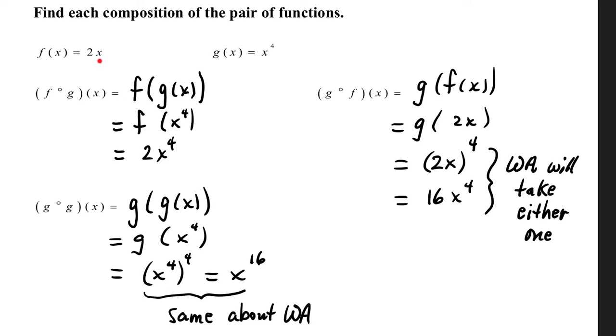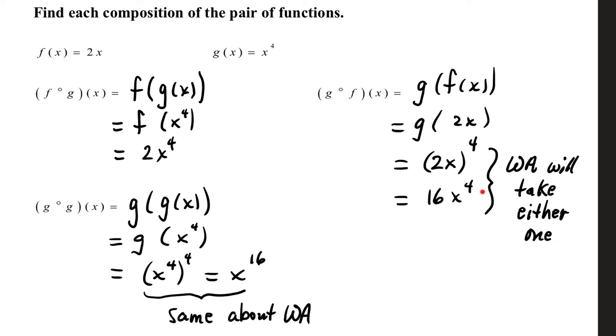We have function f defined as 2 times x. Function g is x to the 4th. F composed of g of x means we take function g, x to the 4th, sub it into the variable of f. That's 2 times x to the 4th. The composition done in the other way, g composed of f of x, means that we take f of x, which is 2x, and sub it into g. Well, g takes its input and raises it to the 4th power. 2x raised to the 4th power is 16x to the 4th.